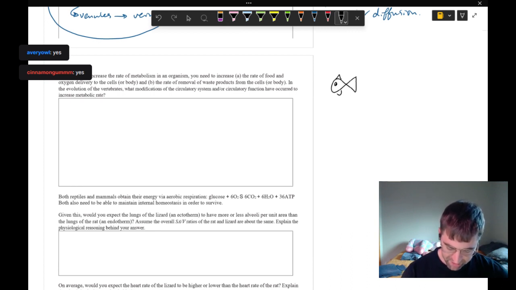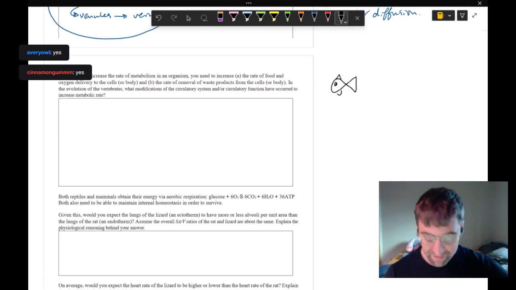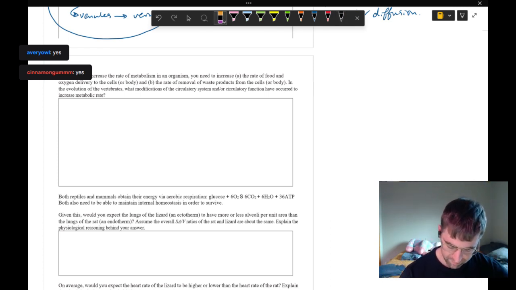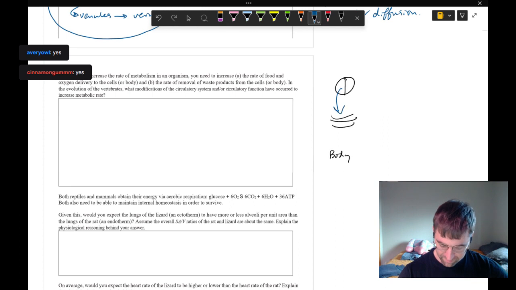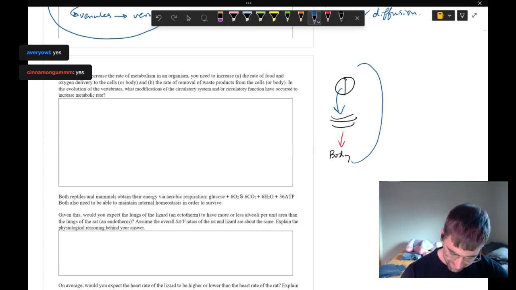This is my very cheesy illustration of a fish. Fish have a two-chambered heart, and they have gills. Blood from the heart goes to the gills where it's oxygenated, to the rest of the body where it's deoxygenated, back to the heart. Very simple in and out. One atrium, one ventricle, right?